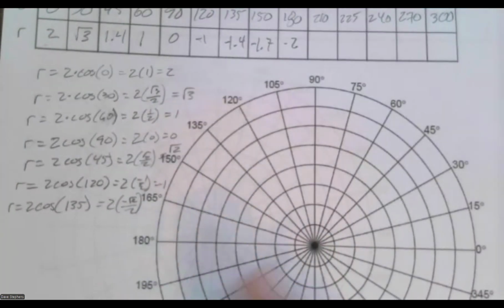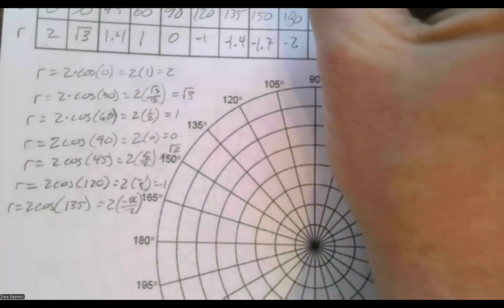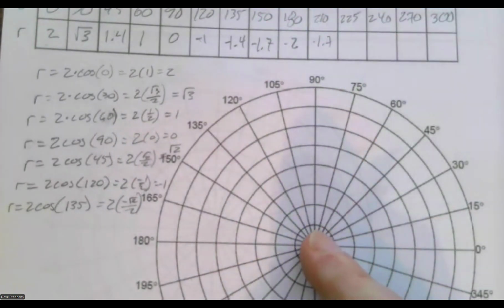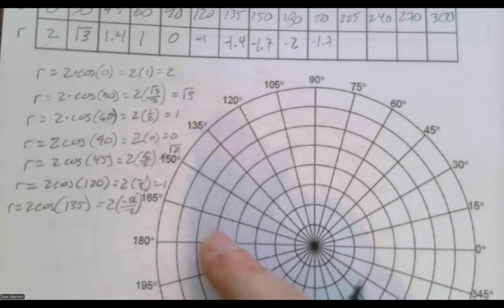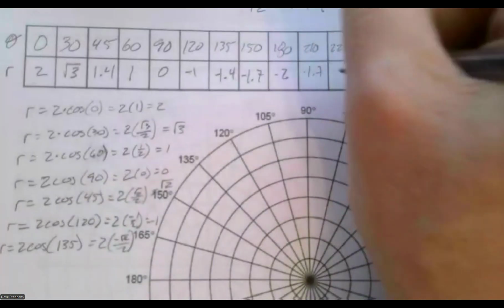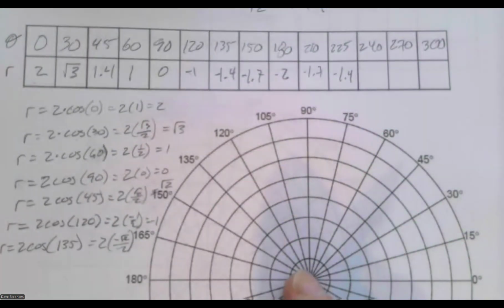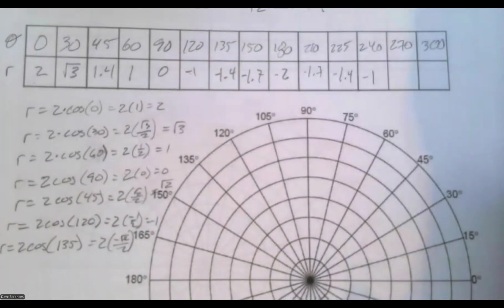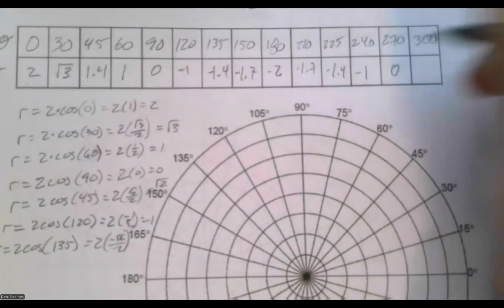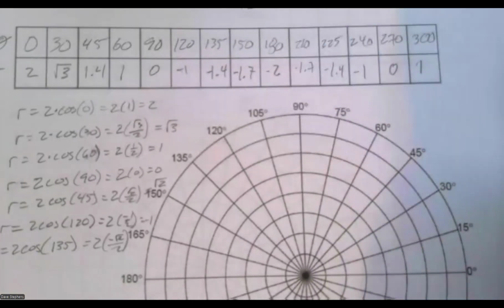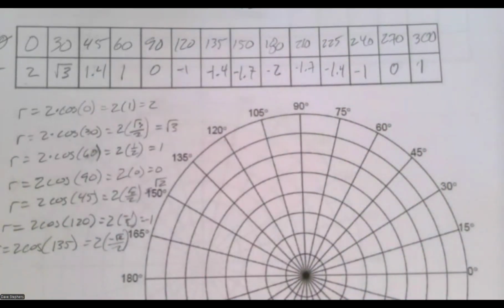At 210, we got a negative root 3 over 2 times 2 is negative 1.7. And at 225, we have a negative root 2 over 2 times 2 is negative root 2 or negative 1.4. At 240, we get negative 1 half times 2 is going to be negative 1. 270 is 0. 300 would be a positive 1. See that pattern starting to develop there?